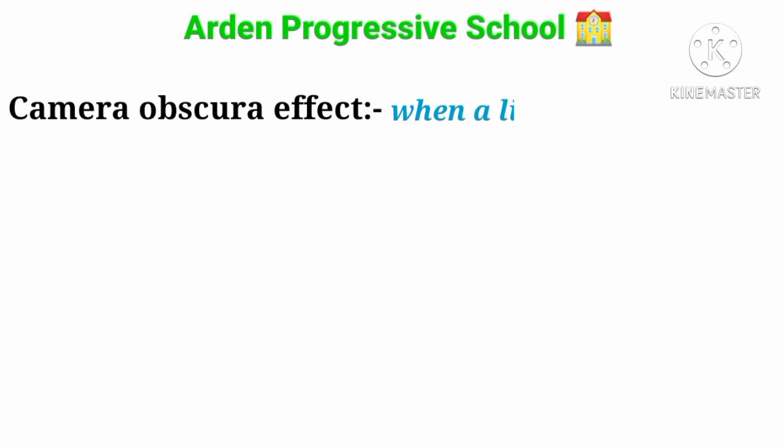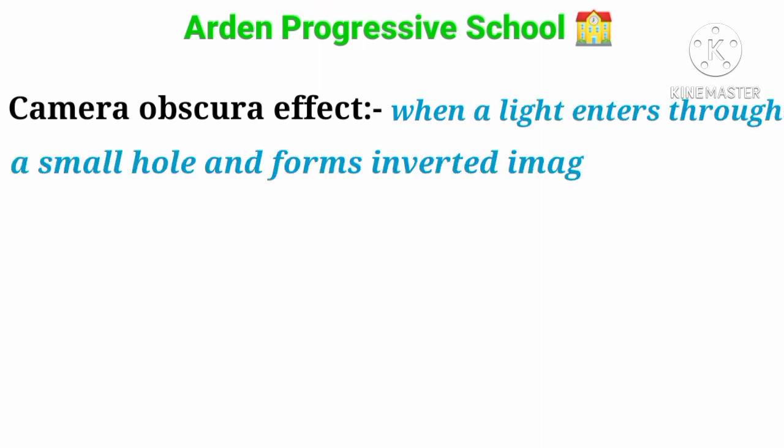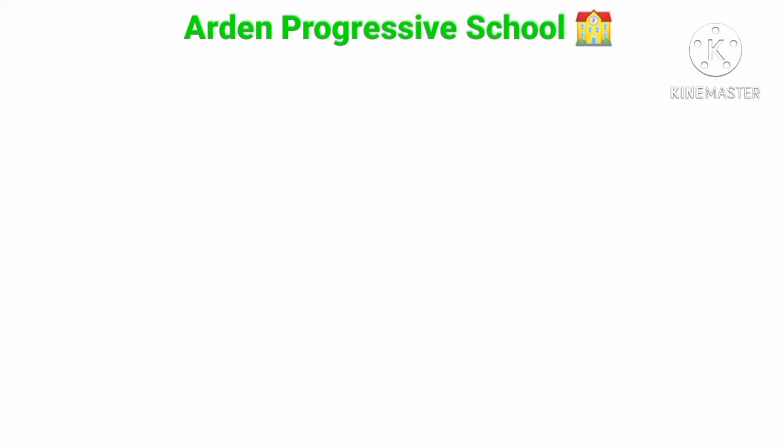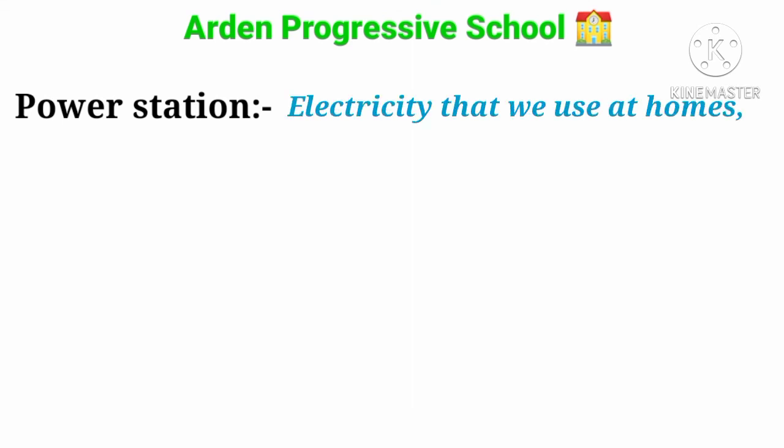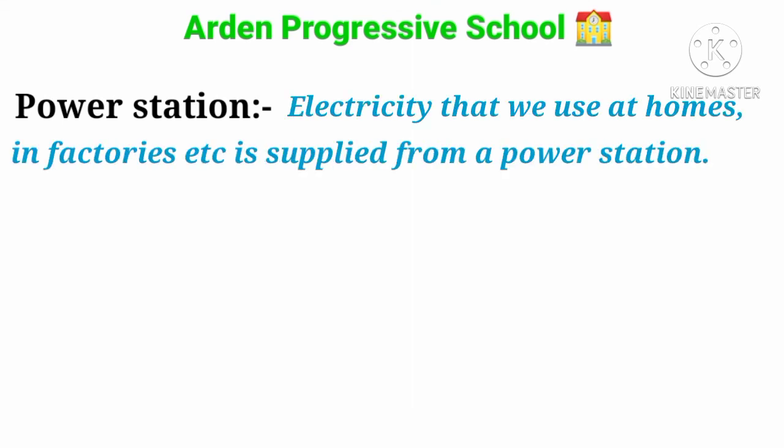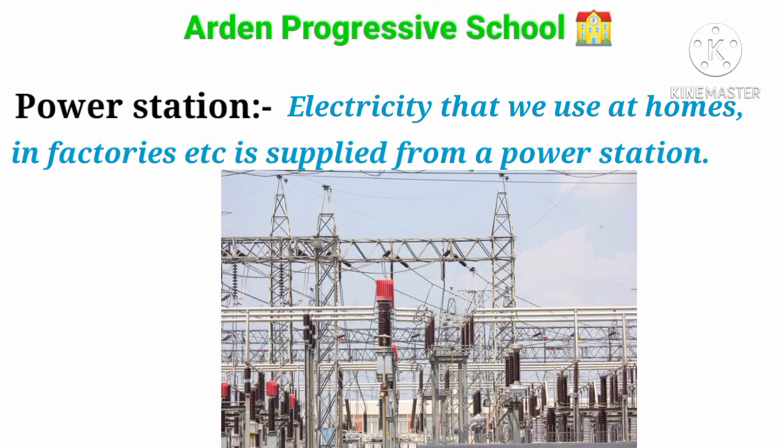Now, what is the camera obscura effect? When light enters through a small hole and forms an inverted image, it is known as the camera obscura effect. Now what is a power station? Electricity that we use at homes, in factories, etc. is supplied from a power station.